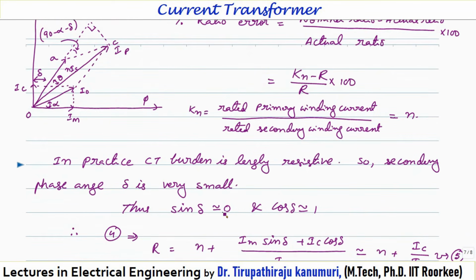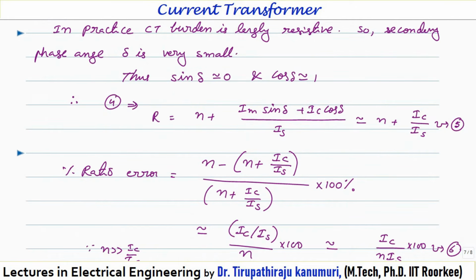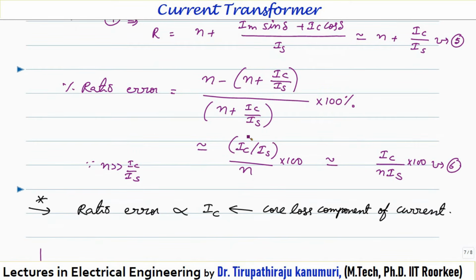So I can take sin delta approximately equal to 0 and cos delta nearly equal to 1. This introduces very less error only, so it is acceptable. So this equation number 4, the transformation ratio we got, is equal to n plus Im sin delta plus Ic cos delta by Is. So sin delta I am replacing with 0, cos delta I am replacing with 1. This becomes n plus Ic by Is. So now from this I can calculate my ratio error is equal to nominal ratio n minus transformation ratio n plus Ic by Is, divided by n plus Ic by Is.